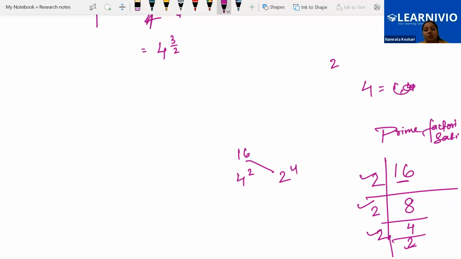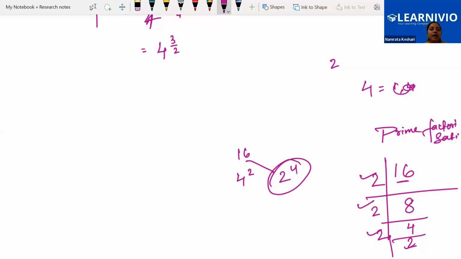Yes, we can also write this 16 as 2 to the power 4. So whenever you are solving a question using the law of exponents, please try to write it as the smallest number possible with its exponent, that is 2 to the power 4. Both are correct, but we will prefer writing it as 2 to the power 4. Getting my point? Yes, ma'am.